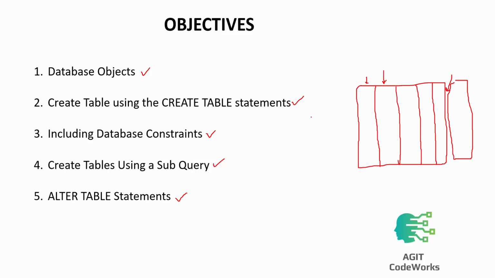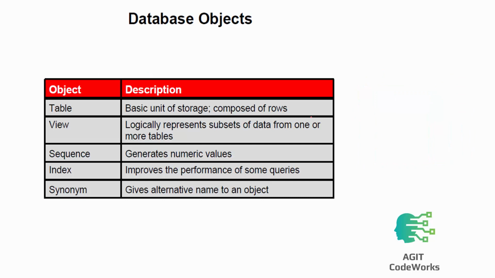All right. So let's talk about the database objects, okay, before we go straight into creating tables. So basically we have 5 main Oracle database objects. They are not the only ones, but these are the main ones most DBAs would work with.